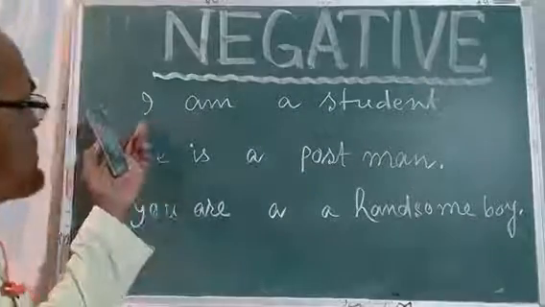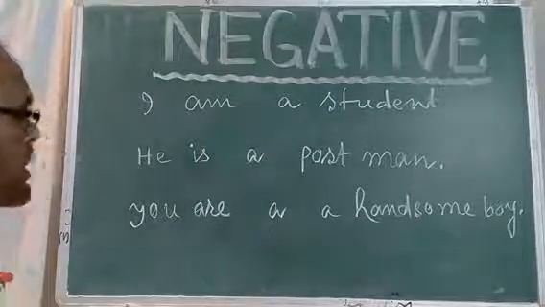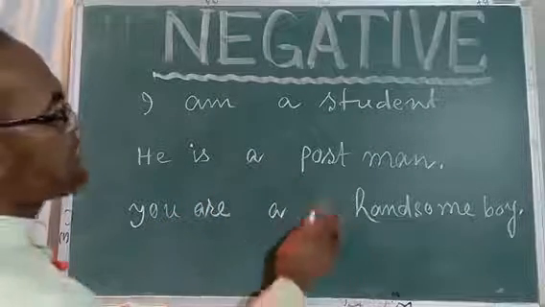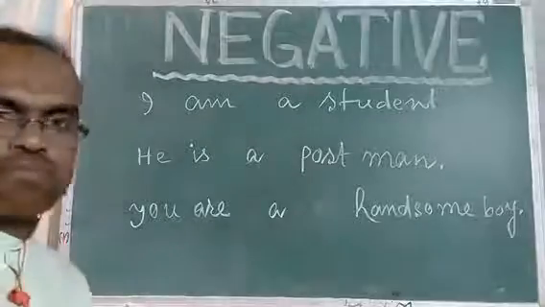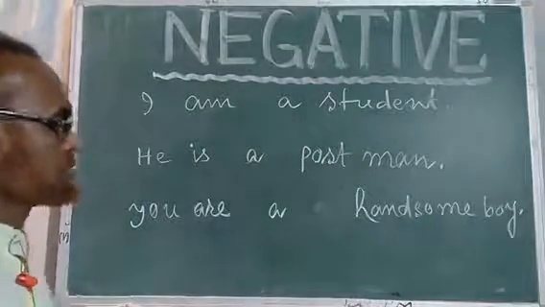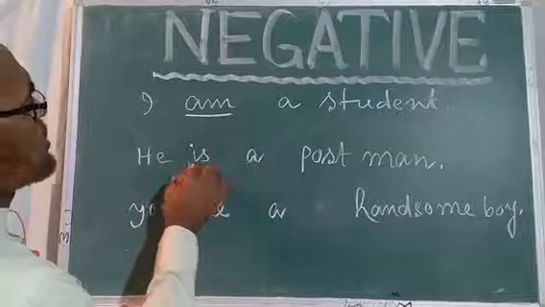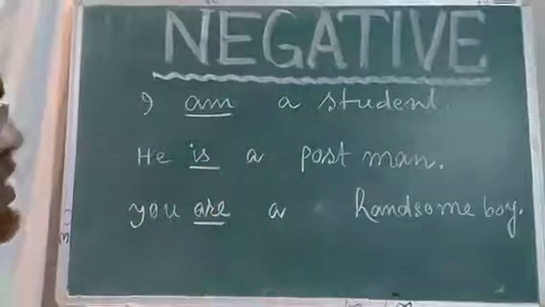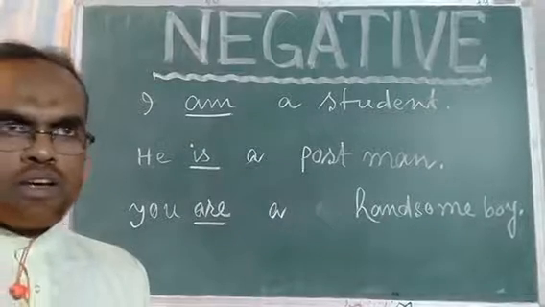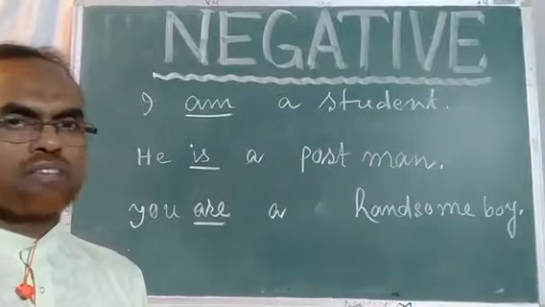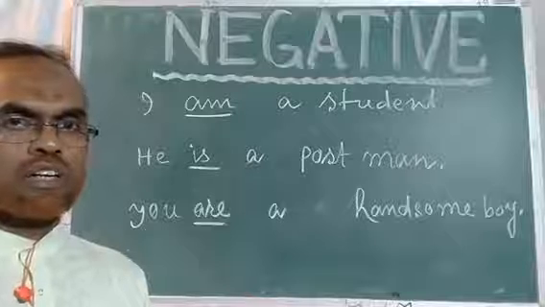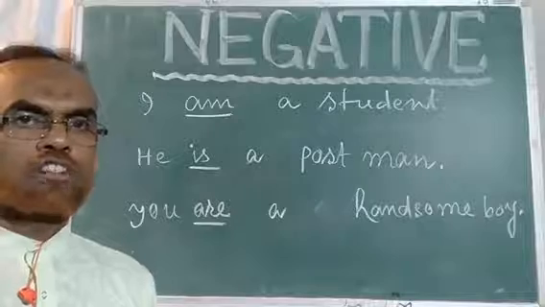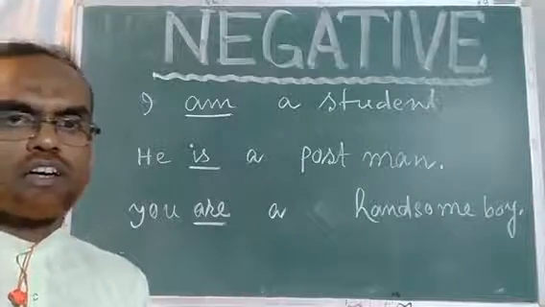I have written three sentences here: I am a student, he is a postman, and you are a handsome boy. In these three sentences, there are auxiliaries. You must notice it. If there is an auxiliary in a sentence, then we only have to add not after the auxiliary to make the sentence negative.